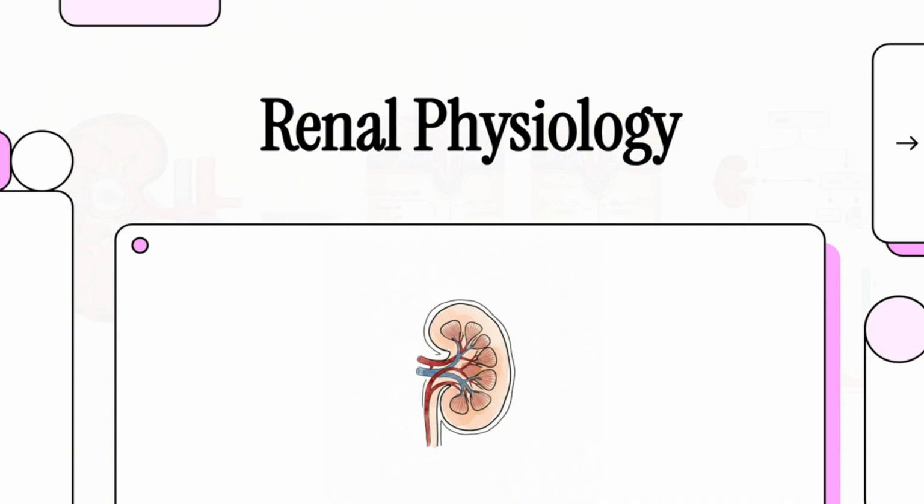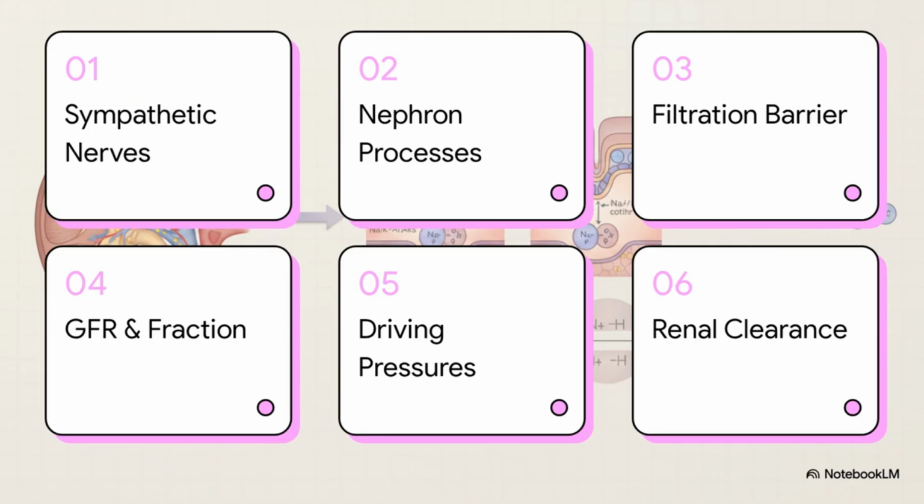So we're jumping straight into the deep end of the physiological mechanisms. We're going to map out the precise functional pathways, starting all the way from vascular regulation right down to the math of clearance. Let's get into it. Here's our roadmap for today.